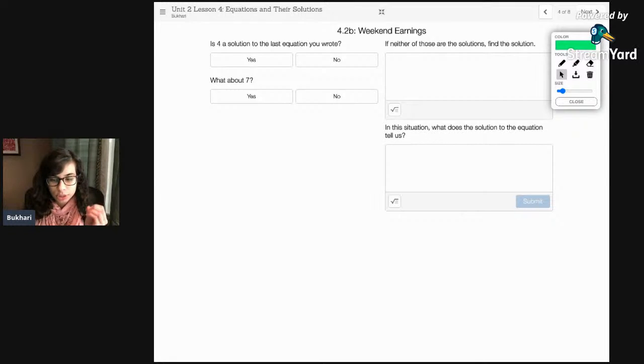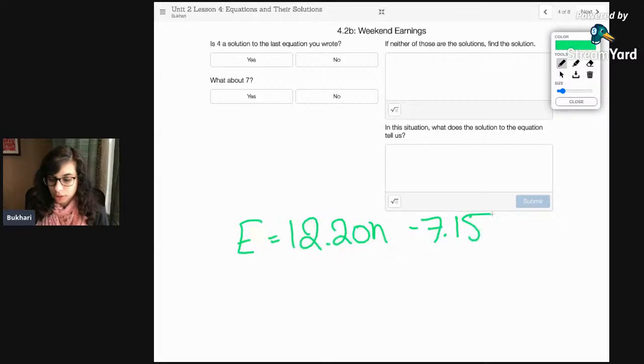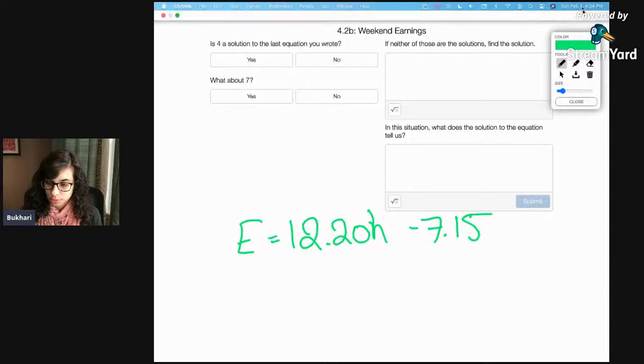And then think about the solution in context, right? We had our equation on the previous slide, right? Our earnings equal 12.20 H minus 7.15. Is the solution our total earnings? Is the solution our number of hours, right? Think about what's happening in the previous question.